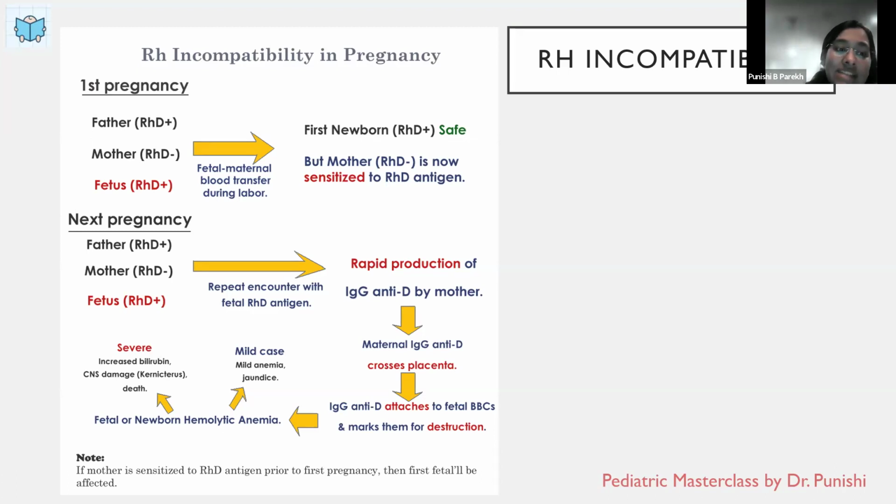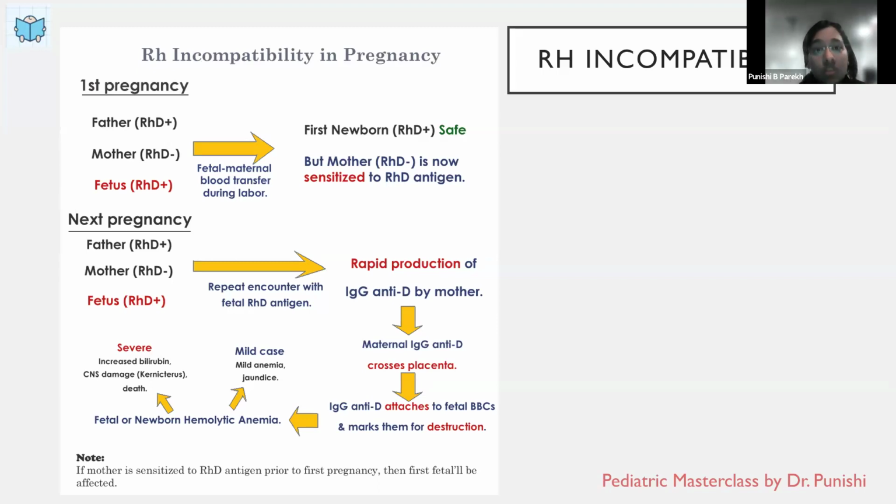Why? Let's say the second baby is also Rh positive. Now the mother already has anti-D antibodies that she started producing because of sensitization after the first pregnancy. So that anti-D antibody, which is again the IgG type, goes and attacks the D antigen in the fetus. The anti-D IgG antibody attaches to the fetal RBCs and marks them for destruction. And that will lead to hemolytic jaundice, which will either be mild or severe depending upon the amount of hemolysis.